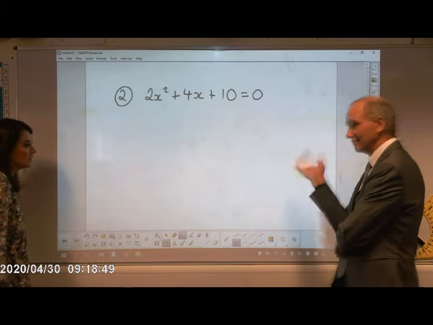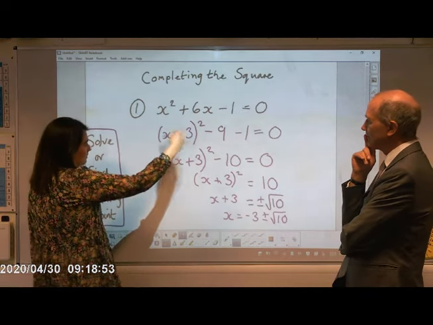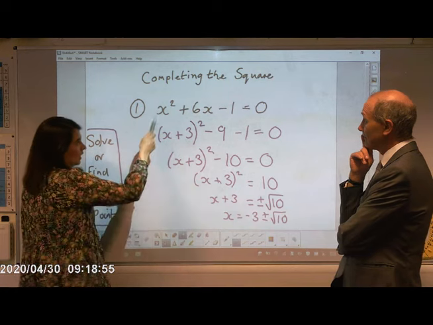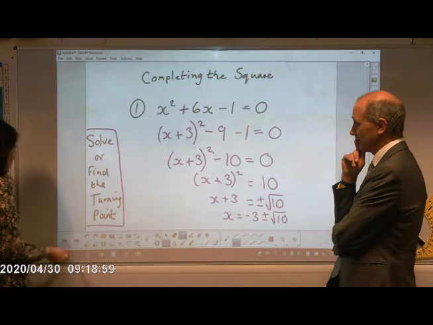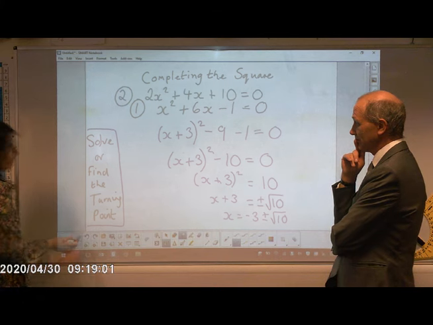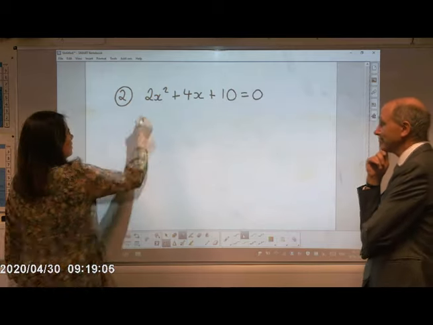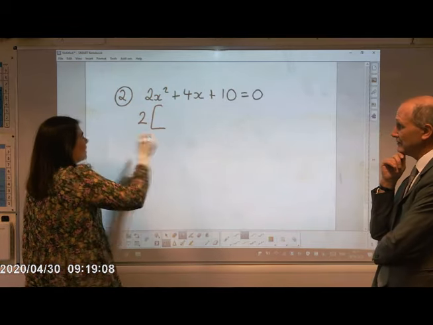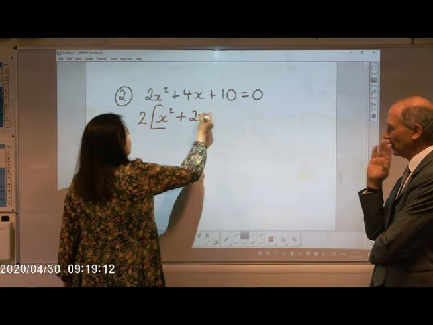But now there's a 2, okay? When we're completing the square, in order to do this, you have to have a 1 in front of your square. Your coefficient of x squared has to be 1. So in order to do that, we first have to factor out 2. When we factor out 2, we don't get rid of it, okay? Please, don't do that. We divide everything by 2.